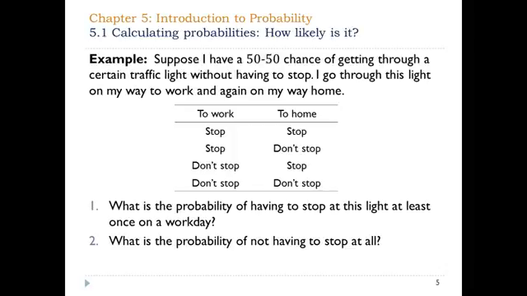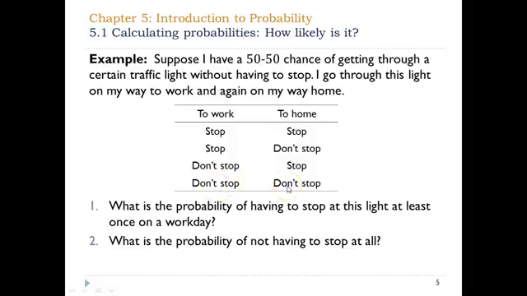Suppose I have a 50-50 chance of getting through a certain traffic light without having to stop. I go through this light on my way to work and again on my way home. This problem is very similar to the previous problem with coins. The first time you encounter the light, if you have to stop, then on the way back you can either stop or go through it. If on the way to work you don't stop at this traffic light, then on the way back you either stop or don't stop. So again, there are four different outcomes: stop, stop; stop, don't stop; don't stop, stop; and don't stop, don't stop.